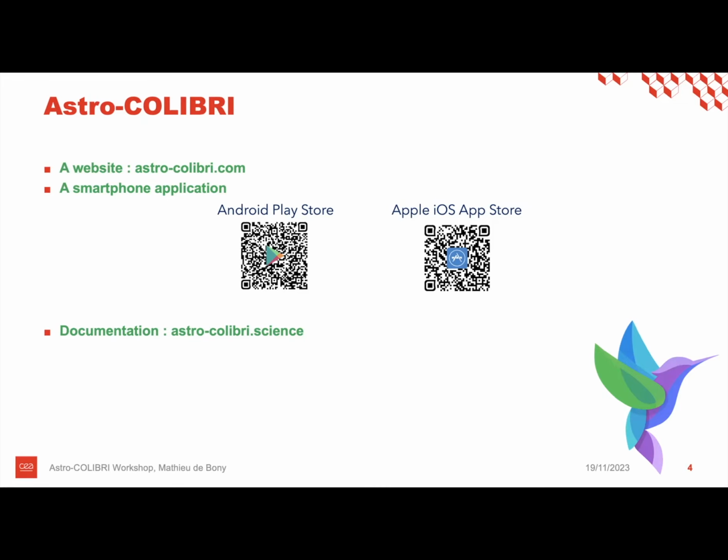And on the documentation, Astro-COLIBRI.science, you have information on how to access the API, which allows you to automate quite a lot of things if you want to access things for doing visibility plots or the like yourself.